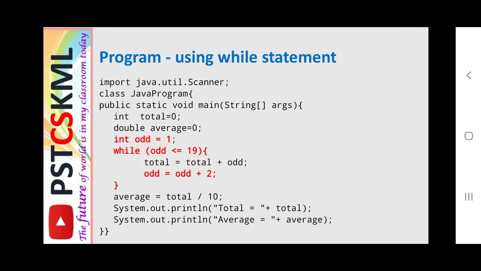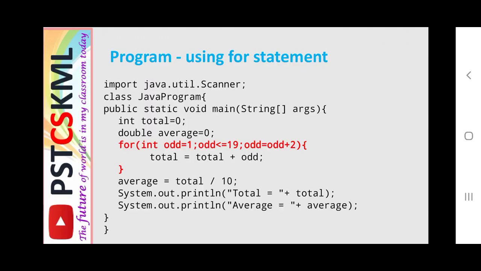All the braces marked with the red line are the conditions for the while statement. When we change to the for statement, everything happens in a single line. So for int odd equals 1, semicolon, odd less than or equal to 19, semicolon, odd equals odd plus 2, then we close the bracket, then we have the left brace where the block statement starts. So there is a difference between while and for.